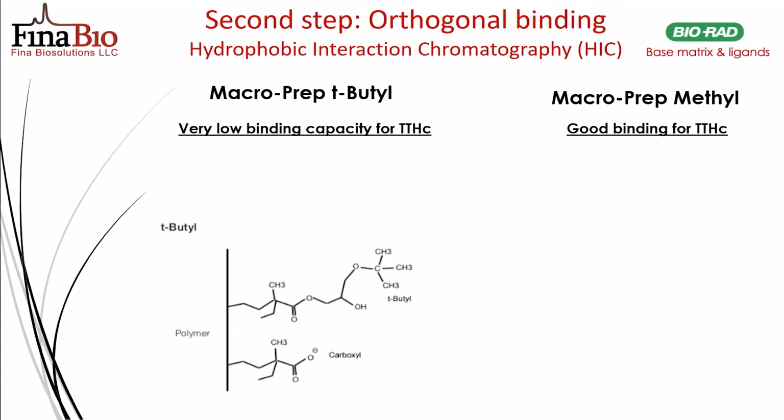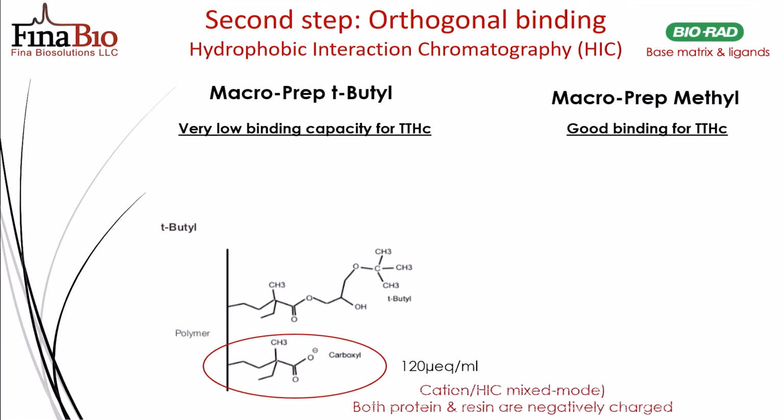So in fact, it is a mixed mode resin with almost the same cation exchange capacity as many of their S resins. As both the protein and the resin are negatively charged, the protein being acidic, it wasn't surprising that it really didn't bind. In contrast, we had good binding to the methyl resin.